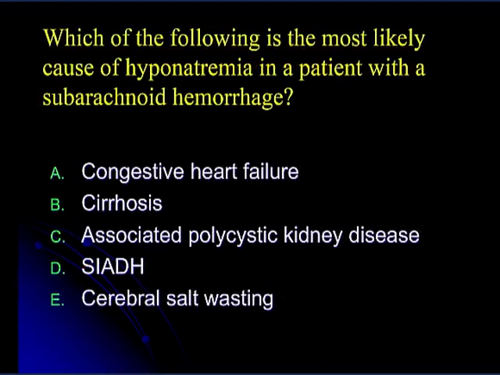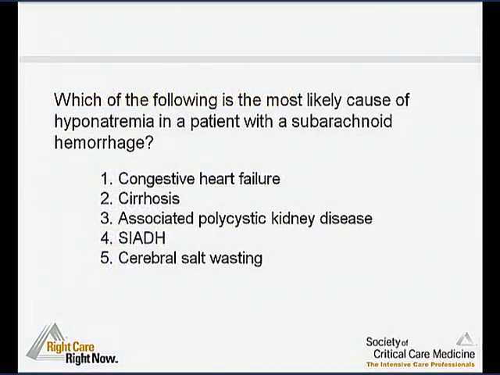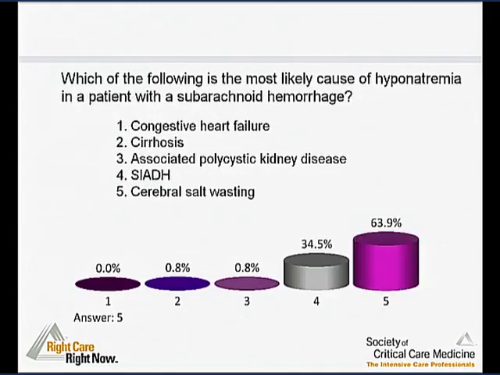So the next question is, what is the most likely cause of hyponatremia in a patient with subarachnoid hemorrhage? Congestive heart failure, cirrhosis, associated polycystic kidney disease, SIADH, or cerebral salt wasting? Okay, good. So cerebral salt wasting.